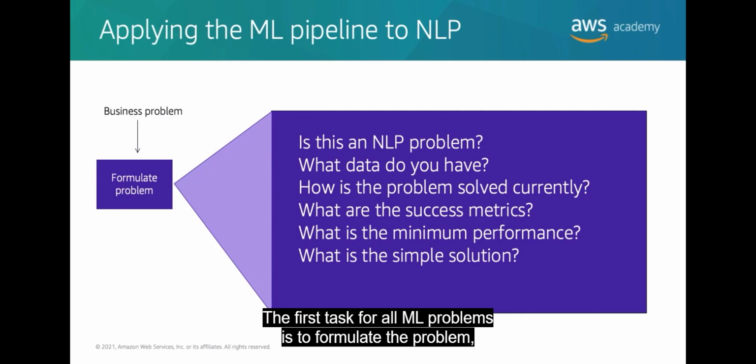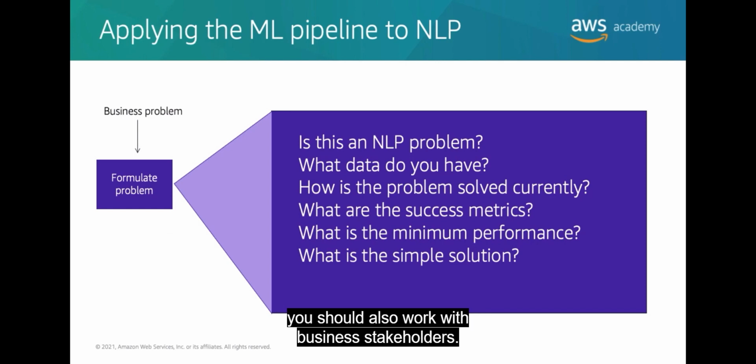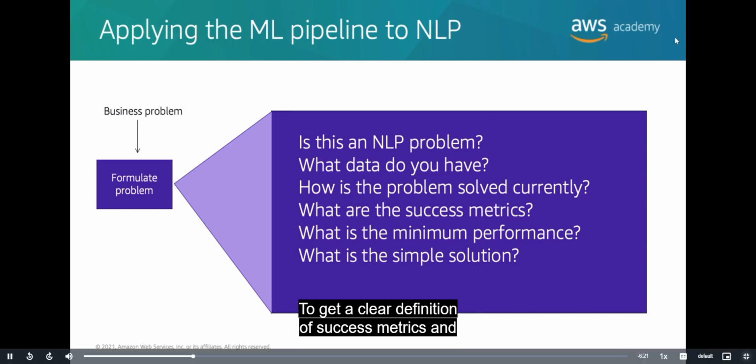The first task for all ML problems is to formulate the problem. In this stage, you'll make sure that the problem is actually an NLP problem and that you have a suitable data set to address the problem. You should also work with business stakeholders to get a clear definition of success metrics and brainstorm on the simplest way to solve the problem.